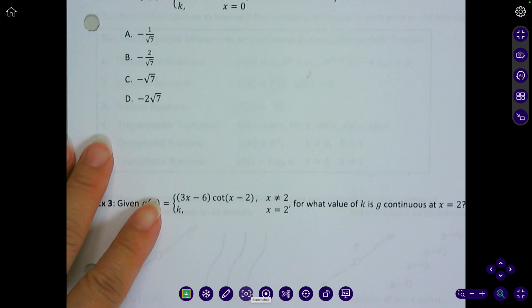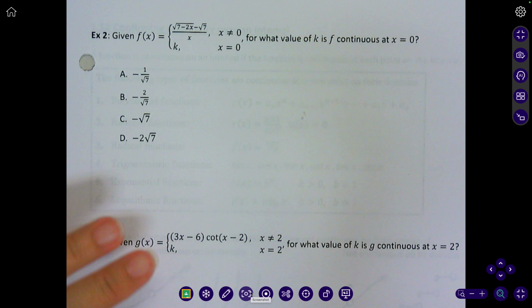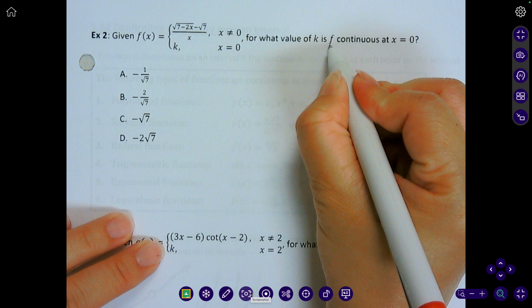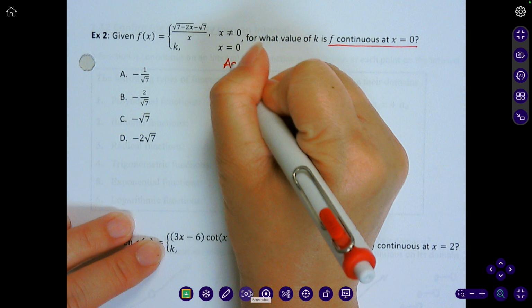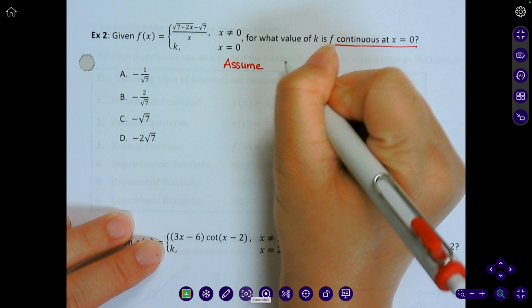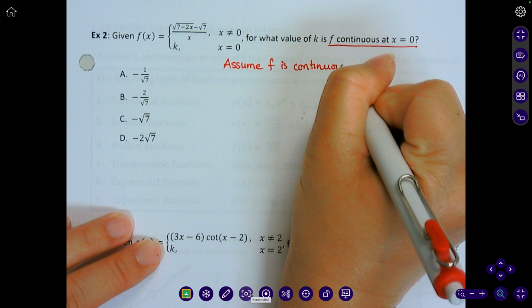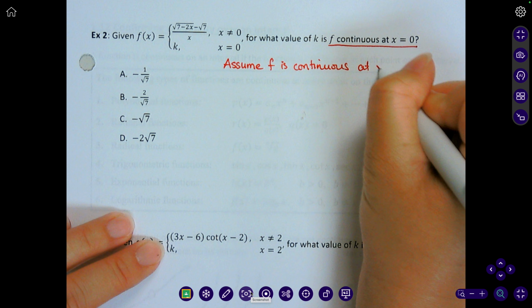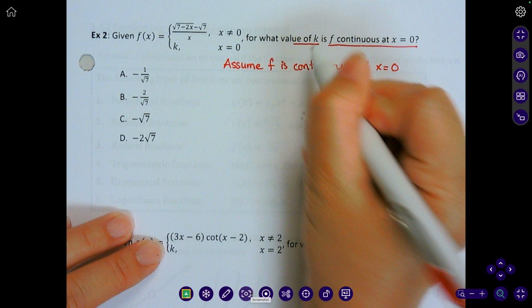So here is example 2. All right. So again, it says, given f of x is a piecewise function, for what value of k is f continuous at x equal to 0? So again, we are going to assume f is continuous at x equal to 0. Okay? And then we're going to use that to find k.